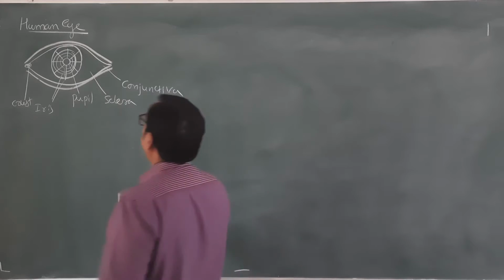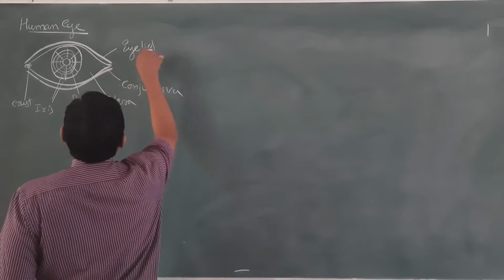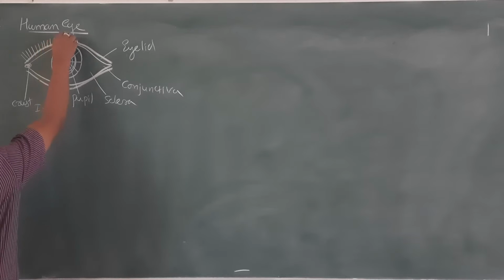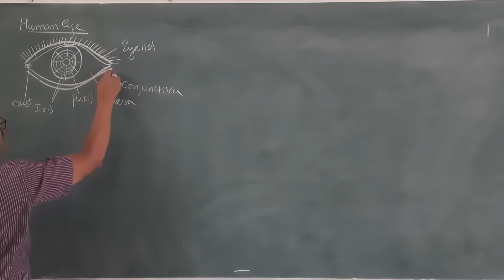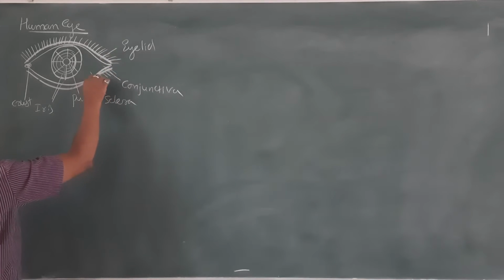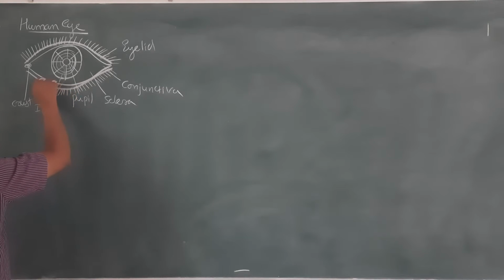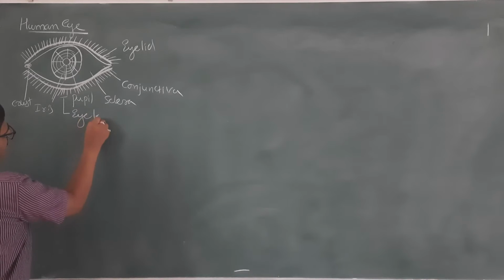Here we find the eyelid, and the eye is well protected by long hairy structures that we call eyelashes. Camels have longer eyelashes than humans. These eyelashes are very important, as they prevent the entry of dust particles. These hairy structures are called eyelashes.